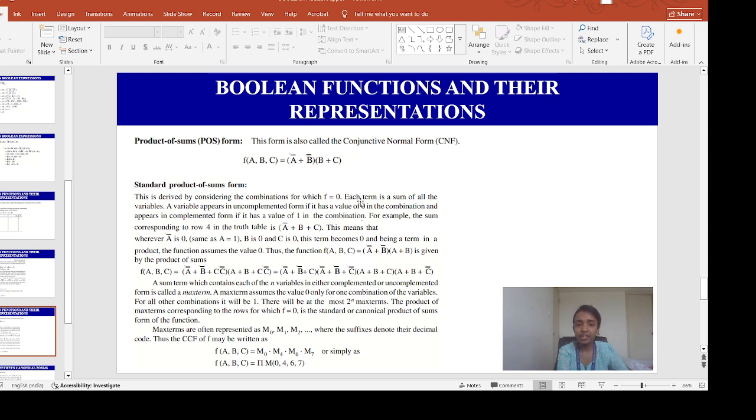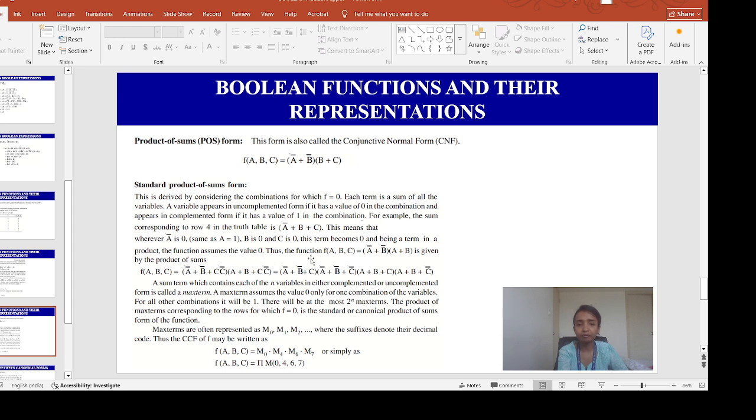In the truth table, each term is a sum of all the variables. A variable appears in uncomplemented form if it has a value of 0 in the combination and appears in complemented form if it has a value of 1 in the combination. For example, the sum corresponding to row 4 in the truth table is A bar plus B plus C. Okay, this means that wherever A bar is 0, B is 0 and C is 0, this term becomes 0, and being a term in a product, the function assumes the value 0.